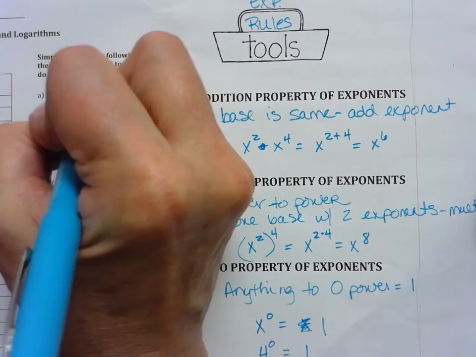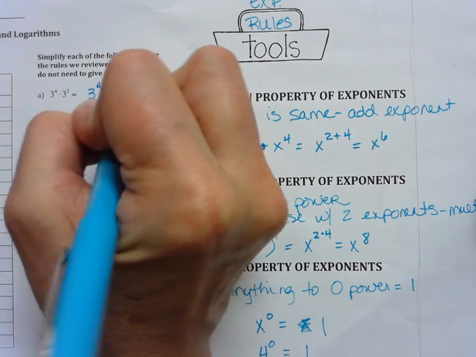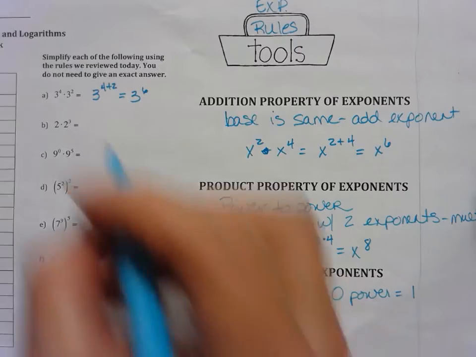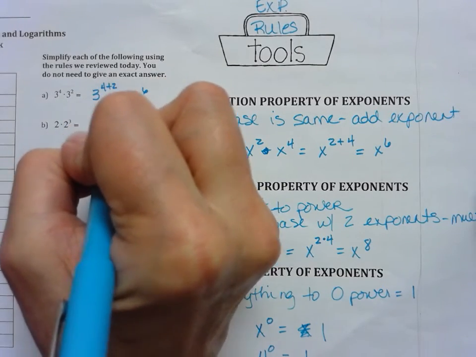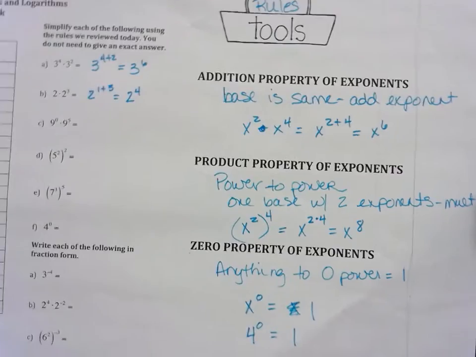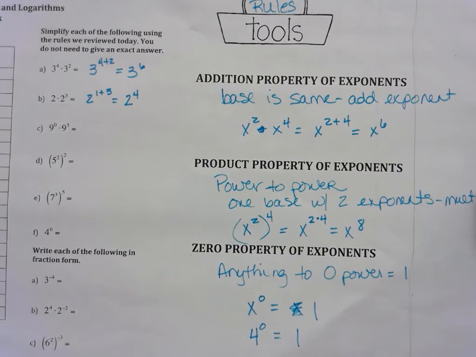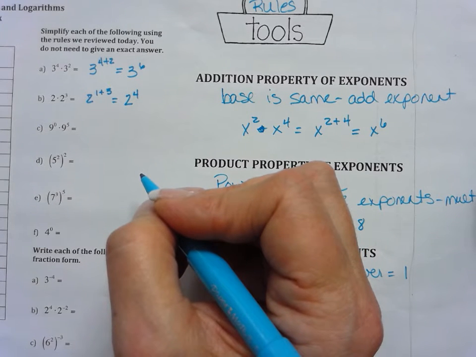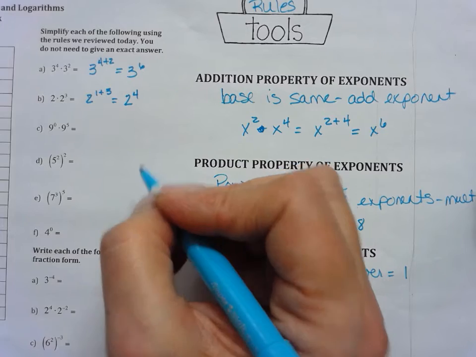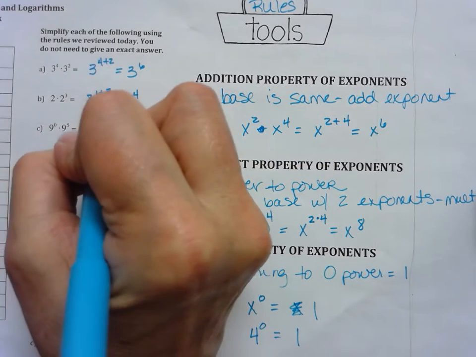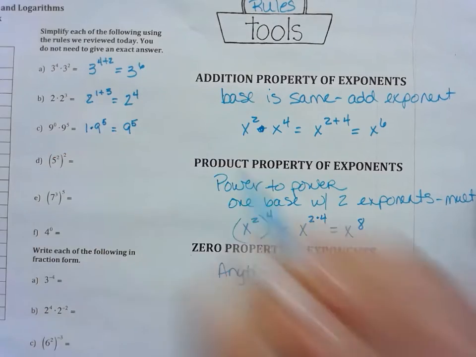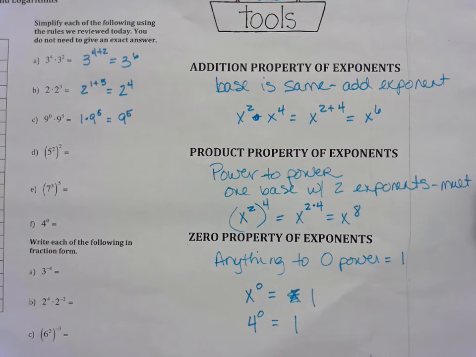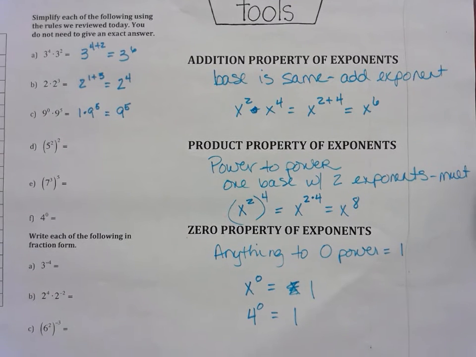Okay? All right, so that means 3 to the 4 plus 2 is going to be 3 to the 6th. 2 to the 1 plus 3 is going to be 2 to the 4th. What's 9 to the 0? 1. So that's like saying 1 times 9 to the 5th. So it's still just 9 to the 5th, because 1 times any number is going to give me the same number. Good.